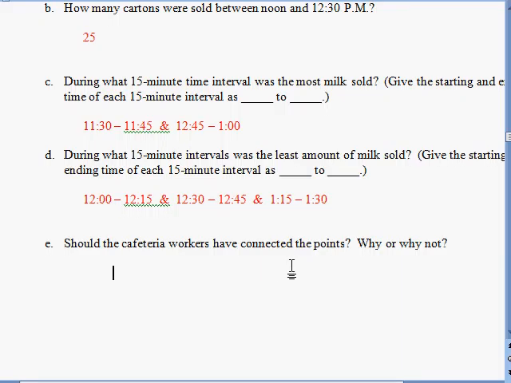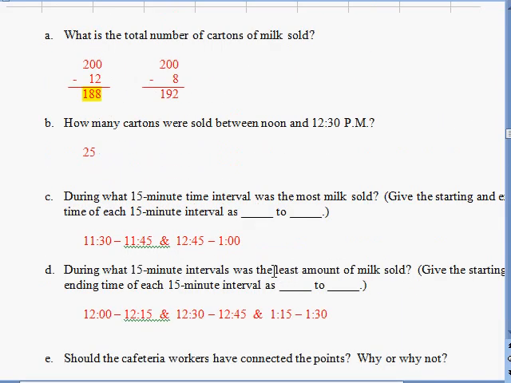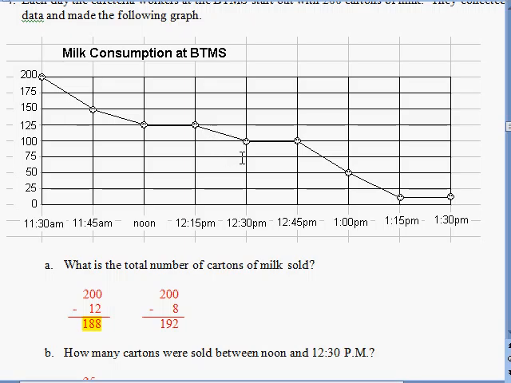Should the cafeteria workers have connected the points? Why or why not? Alright, so we look back up here, and they do have the points connected, but the question is, should they have? Well, what's going on here? We have time. Time is continuous, and that's something you always want to look for. If it is continuous, you can connect the lines. However, you don't just check one variable. You have to check the other variable as well. This is cartons of milk left. If it can continuously be broken down, then you can connect the lines. So in other words, can you have a half a carton of milk sold? The answer is no. So you cannot connect the lines for this problem.